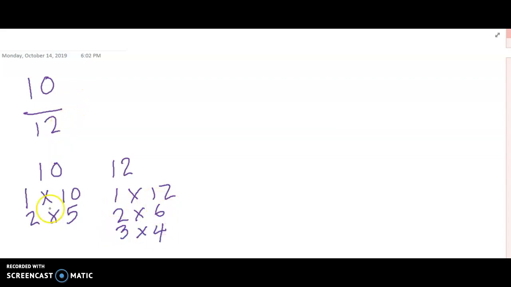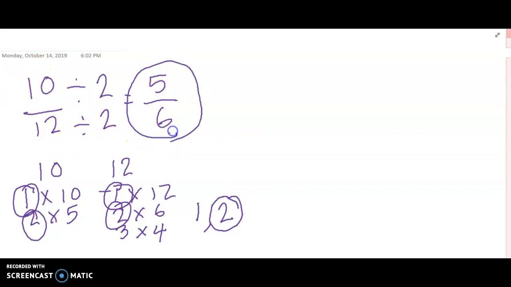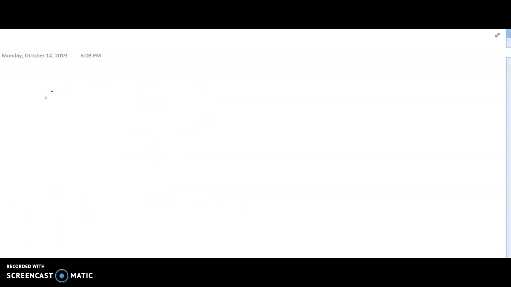Next, I'm going to look for the common factors, the common numbers in both lists. 1, 2, and that's it. So the common factors of 10 and 12 are 1 and 2. I'm going to divide 10/12 by the greatest common factor, the greatest number in both. 10 divided by 2 is 5. 12 divided by 2 is 6. So the simplified form of 10/12 is 5/6.